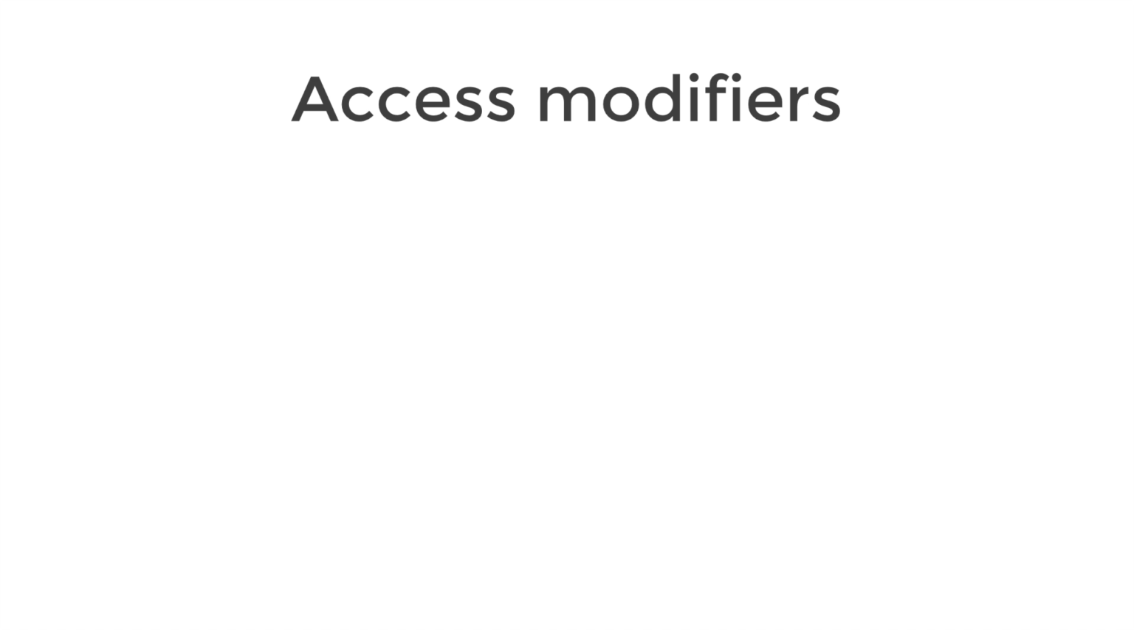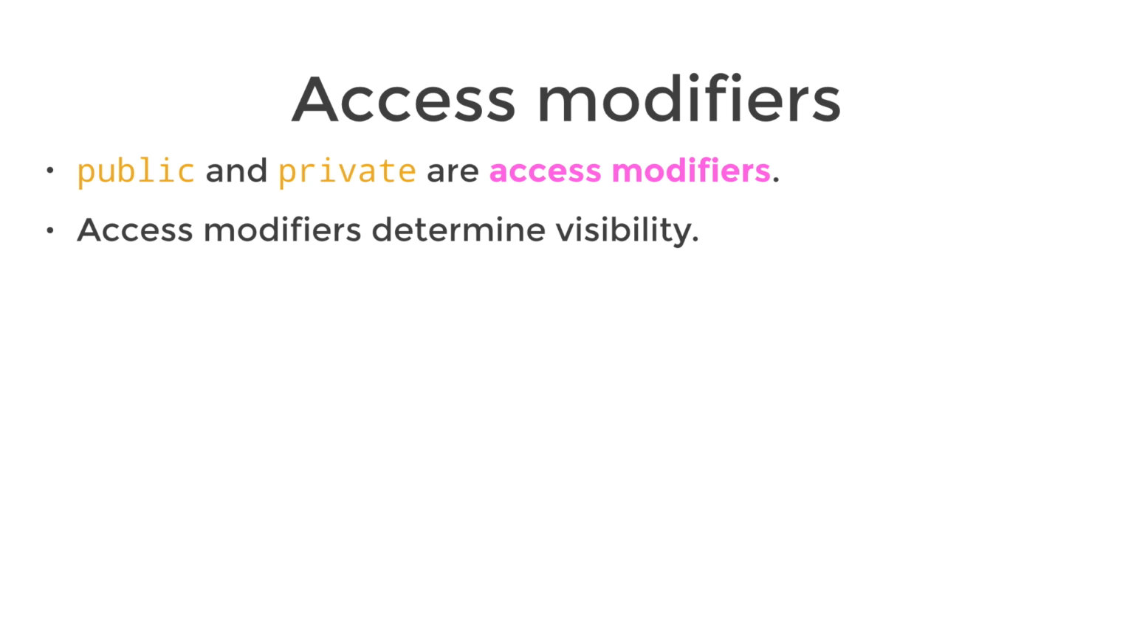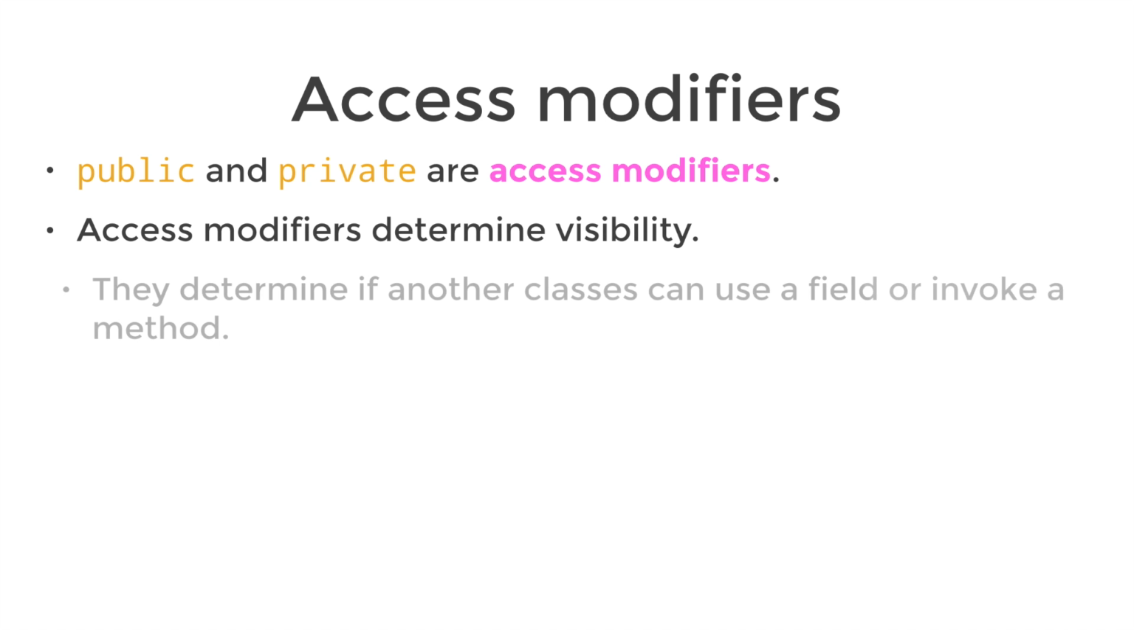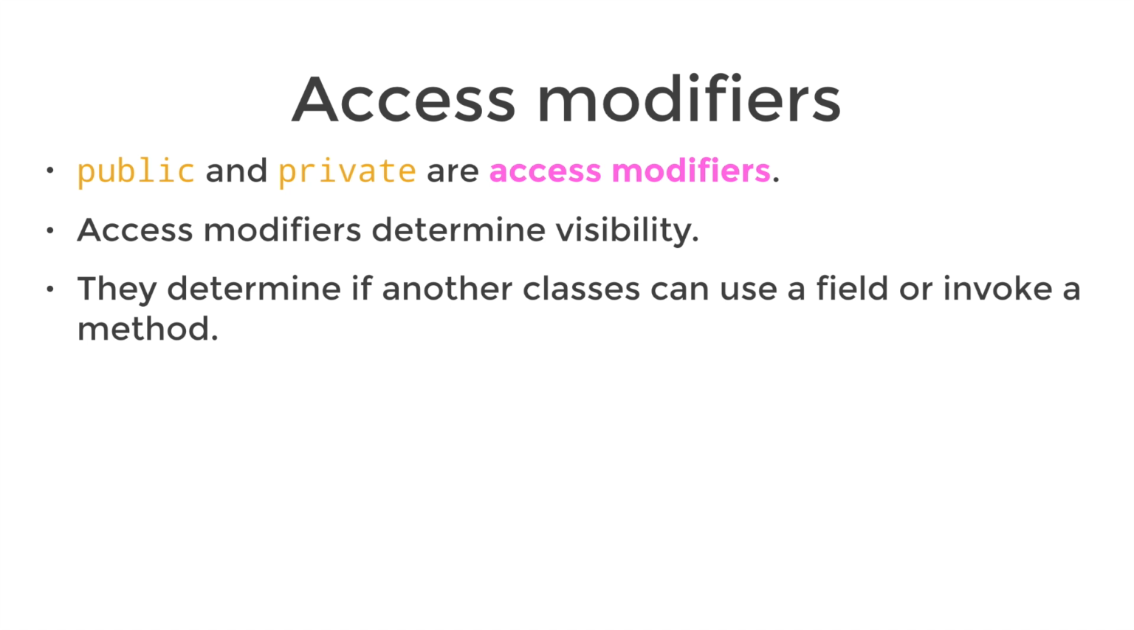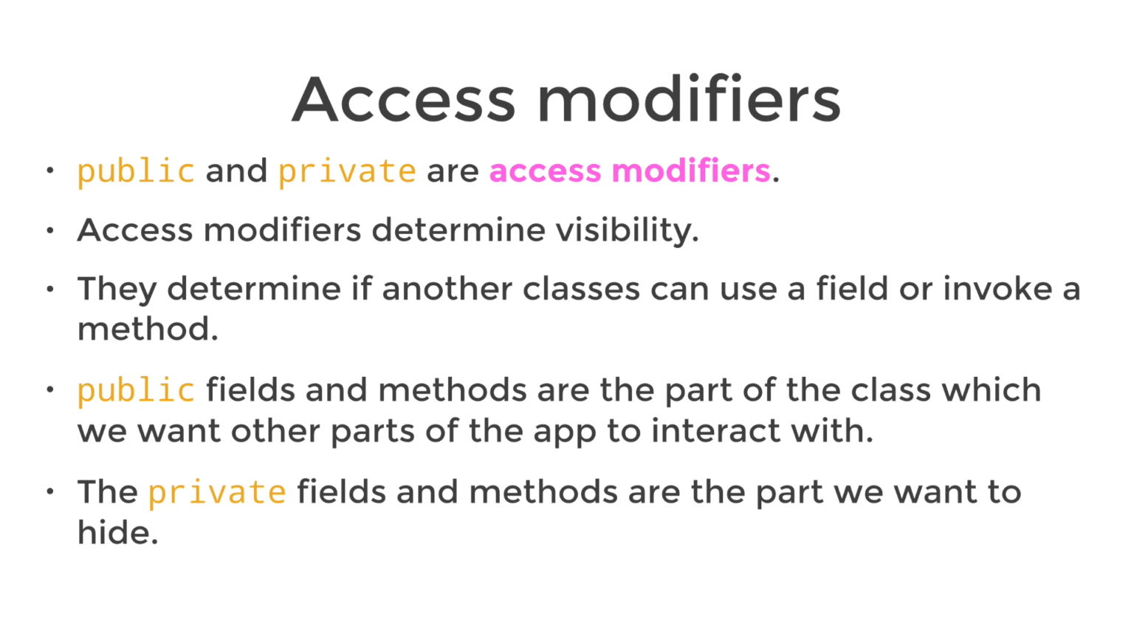One thing I haven't mentioned so far were the public and private keywords that we've had lurking around in the code. So public and private are something called access modifiers, and these determine visibility. Now, what does that mean? It means that things that are declared private are things that are hidden, things that we don't want other parts of the program to see. And the fields that are declared public are the parts of the class which we want other parts of the app to interact with.